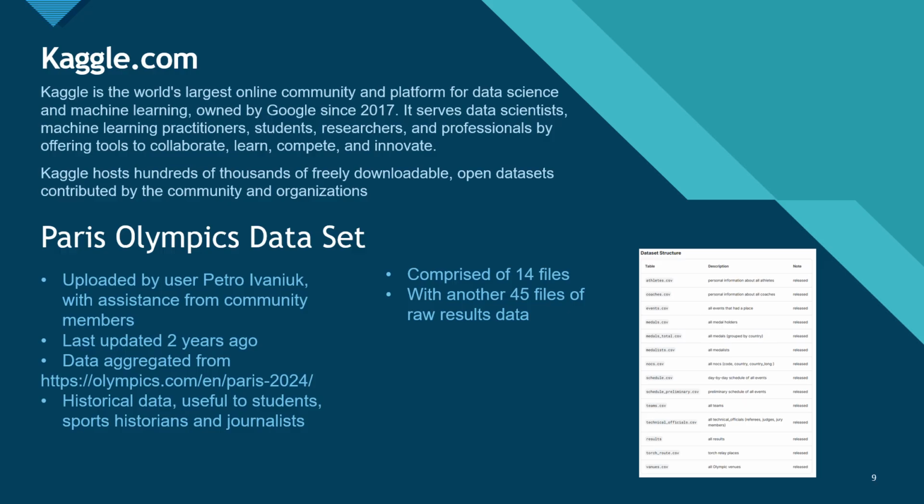The Paris Olympics dataset we are having a look at is quite an expansive one. Uploaded originally by user Petro Ivanuk with assistance from community members. This set was last updated 2 years ago. Data has been aggregated from the official Paris Games results. This is a valuable look at historical data and can be used to create stories by sports historians, journalists, or as research for students and aspiring data scientists. Comprised of 14 files, alongside another 45 files of raw results data.